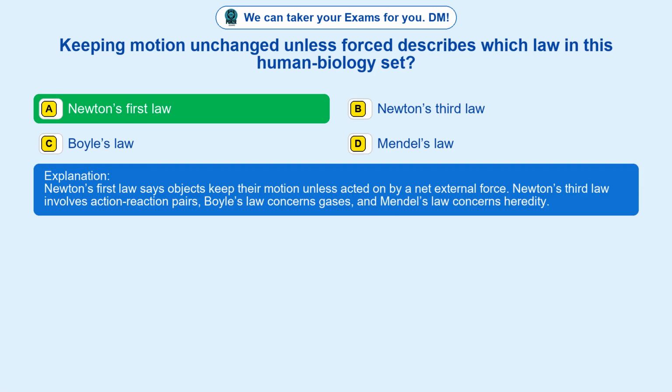Newton's first law says objects keep their motion unless acted on by a net external force. Newton's third law involves action-reaction pairs, Boyle's law concerns gases, and Mendel's law concerns heredity.